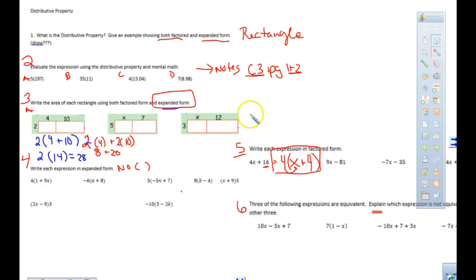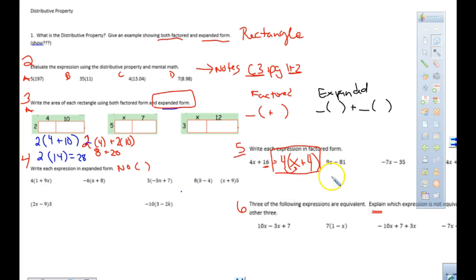So what I was looking for with each one of these is for one way to be with the parentheses inside where you're adding. That is our factored form, okay, because that's what we had to do in number 5. That's factored. And then the expanded would be when we take the number times the first one plus number times the second one. That's our expanded form, okay?